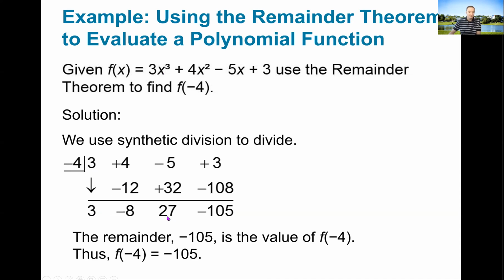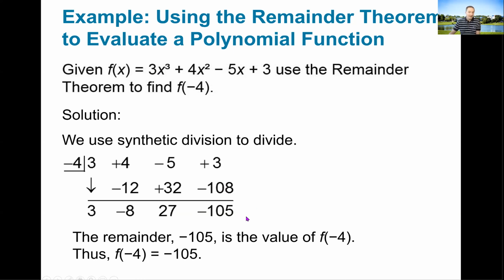-4 times 27. I know 4 times 20 is 80. 4 times 7 is 28. So -4 times 27 is going to be -108. I sum that column. 3 plus a -108, I get -105. So what I know in this case is that -4, or the factor x plus 4, does not evenly divide into this polynomial. When I try, I get a remainder of -105.